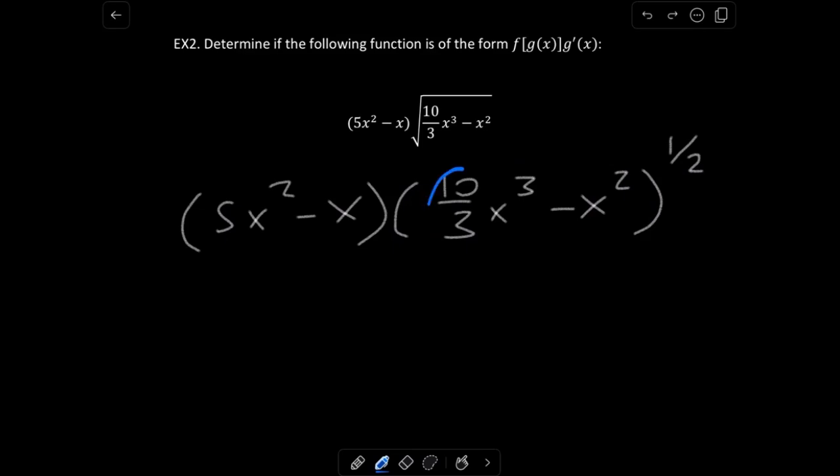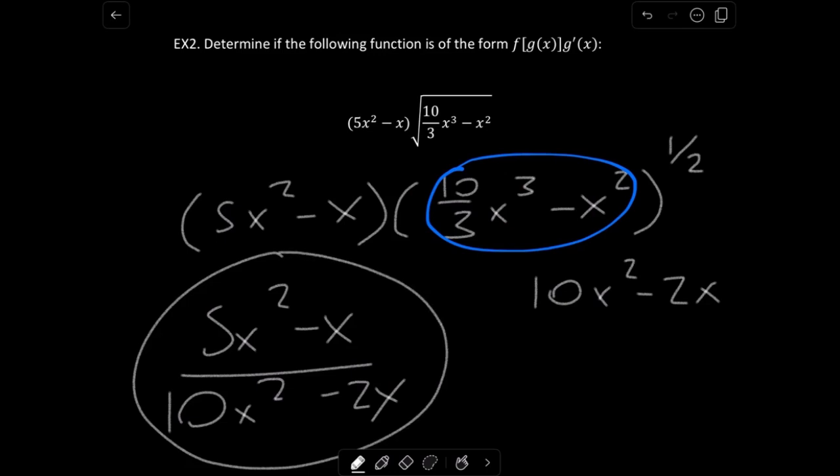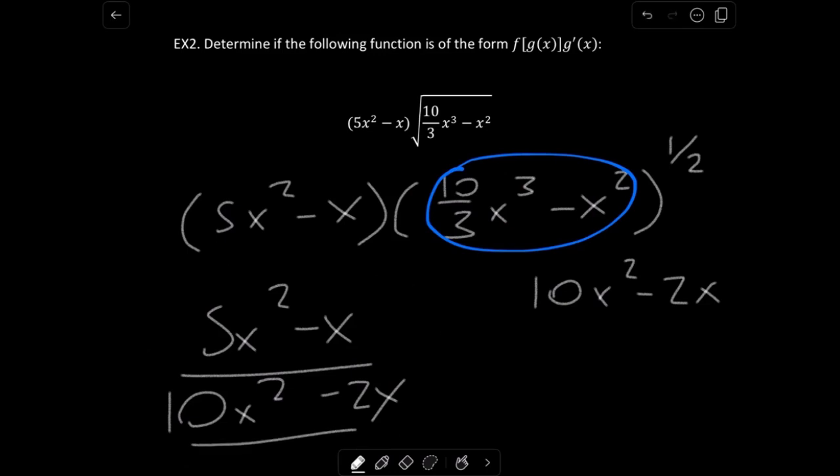So let's make this neat. I'm going to circle my inner function. That is my inner function. Now I'm going to get its derivative. So you take the derivative of that, it would be 10x squared minus 2x. And what I'm going to do now is take my outer function and divide it by the derivative of the inner. So let's check what we would get. So we'll take 5x squared minus x divided by 10x squared minus 2x. Now, it doesn't look like these two can divide immediately, but there's something peculiar about the denominator. Let's pull out a common factor of 2.